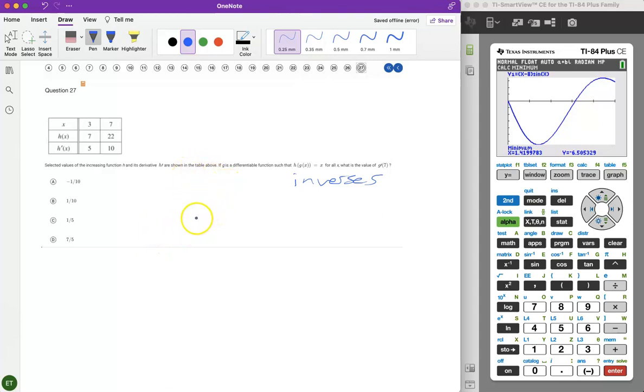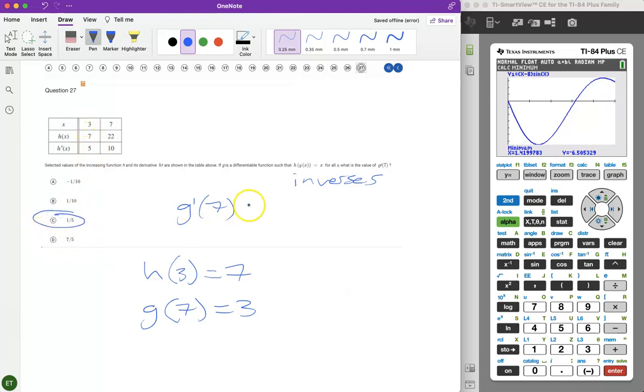So there's a few ways to do it. There's the more formal way, or there's the more casual way. Well, for g prime of 7, as you can see, because h of 3 is 7, and since they're inverses, that means g of 7 is 3. So I think we're going to compare g prime of 7 to h prime of 3. h prime of 3 is 5, so this would be 1/5.